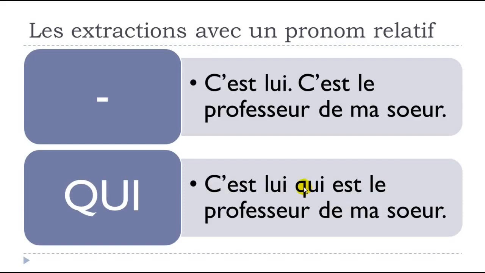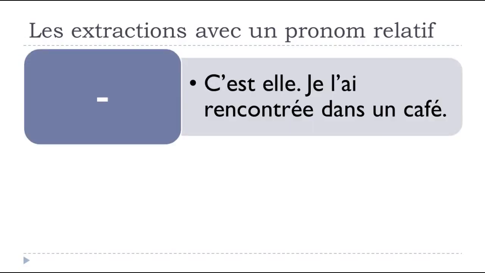It doesn't have anything to do with the fact that it's a person or an object. Basically, it's just because it's a grammatical subject right here. So, c'est lui qui est le professeur de ma sœur. You can see that instead of having two sentences, you just make one by combining these two sentences using c'est, and after that you use this pronom relatif qui. So it does work if it's the subject. Let's see now another example.